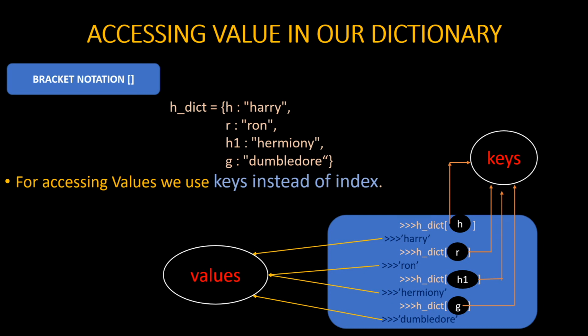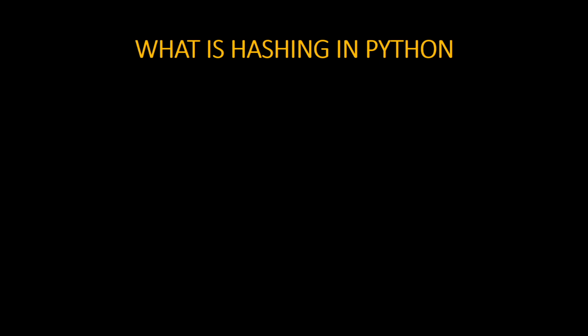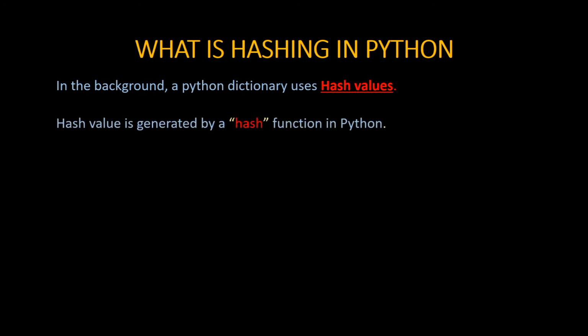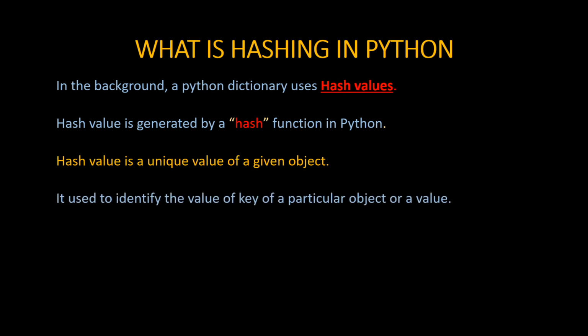Okay, so let's go further and talk about hashing in Python. In the background, a Python dictionary uses hash values. A hash value is generated by a hash function in Python. A hash value is a unique value of a given object, and it is used to identify the key of a particular object or value. For that, the syntax is hash key.